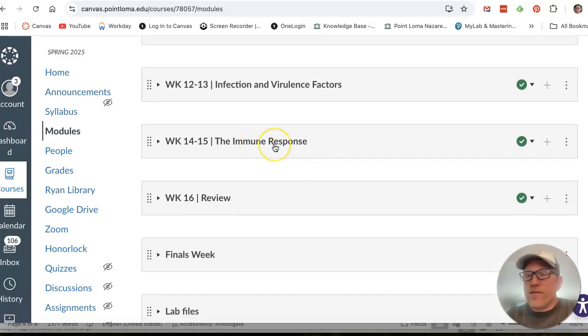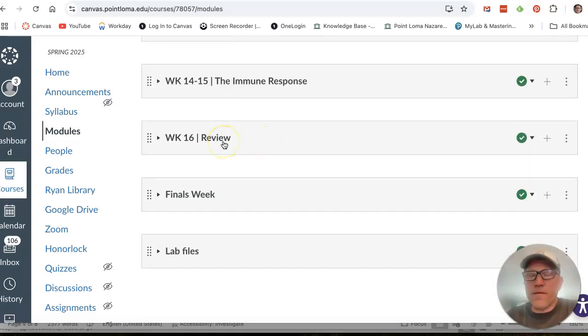And then we'll wrap up with the immune response. You know, these microbes are everywhere. They've got a lot of tools to infect us. How come we're still here living and talking and breathing? We've got an amazing immune system. We're going to talk about that interaction between the microbes themselves and the immune system. We'll wrap up with a review, although honestly the immune system may spill over into that review time.